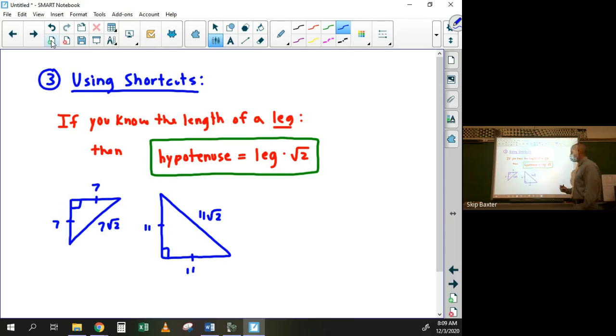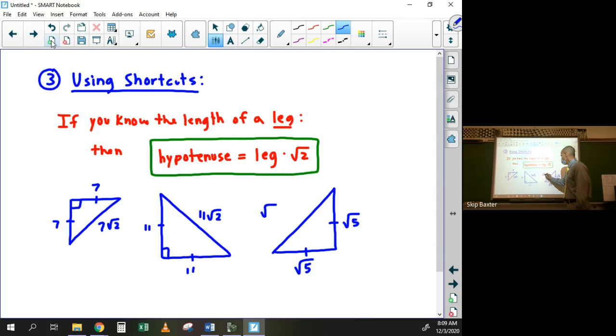Now, sometimes the leg might be a little bit more complicated looking. Like, for example, suppose this leg is the square root of 5. Well, then this leg would be the square root of 5 as well. And this hypotenuse would be the square root of 5 times the square root of 2, which is radical 10. You can multiply the two numbers because they're both underneath the radical. It's that simple.